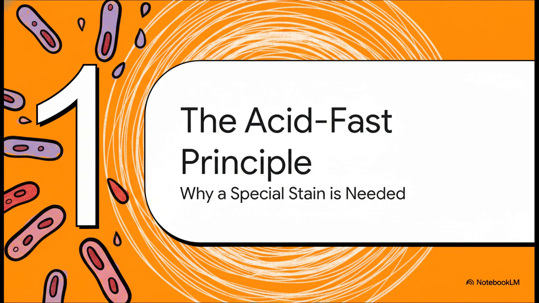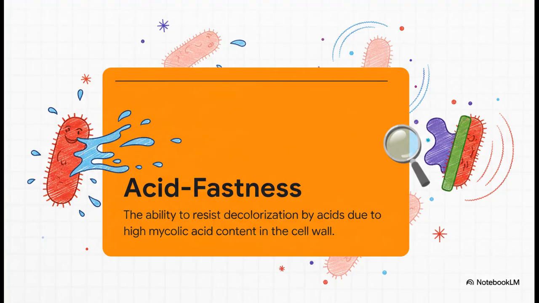You might be wondering, why do we even need a special stain for these particular bugs? I mean, what's wrong with the good old Gram stain? Well, it all boils down to this really unique property they have called acid fastness. So, acid fastness. It's pretty much exactly what it sounds like. It's this incredible, stubborn ability of certain bacteria to just grab onto a dye and not let go. No matter what, you can douse them in strong acid and they just hold on tight. It's kind of like their bacterial superpower for real.